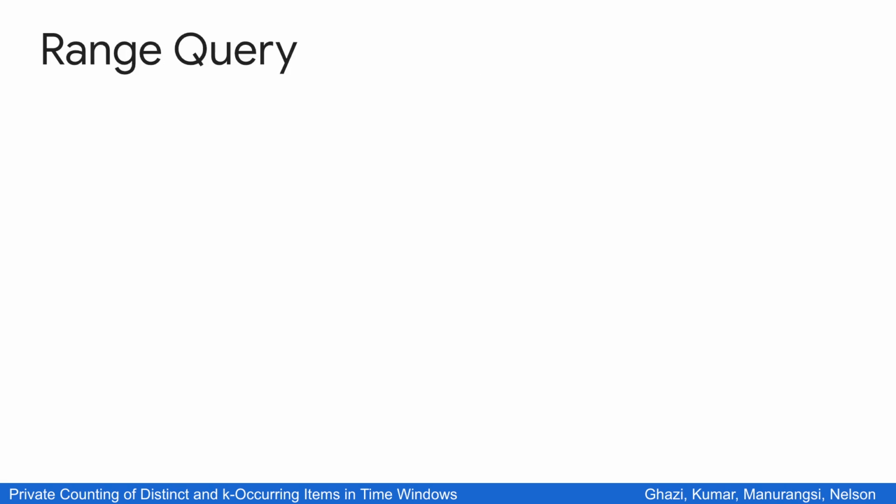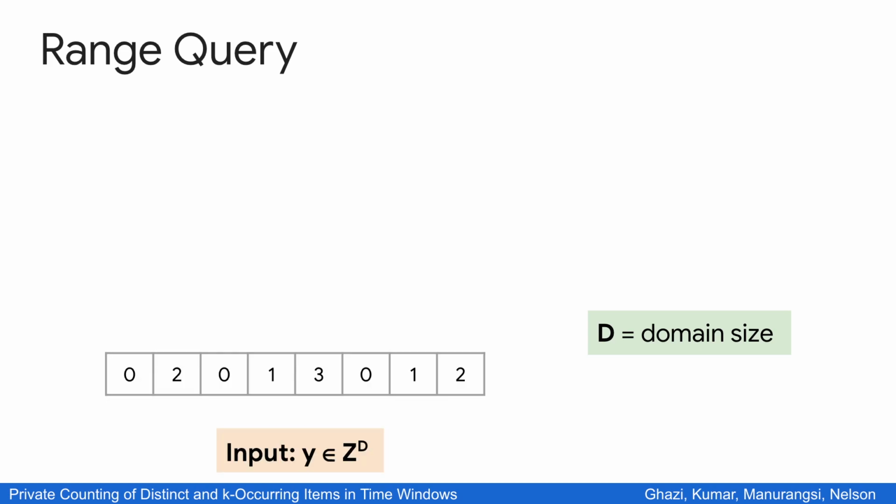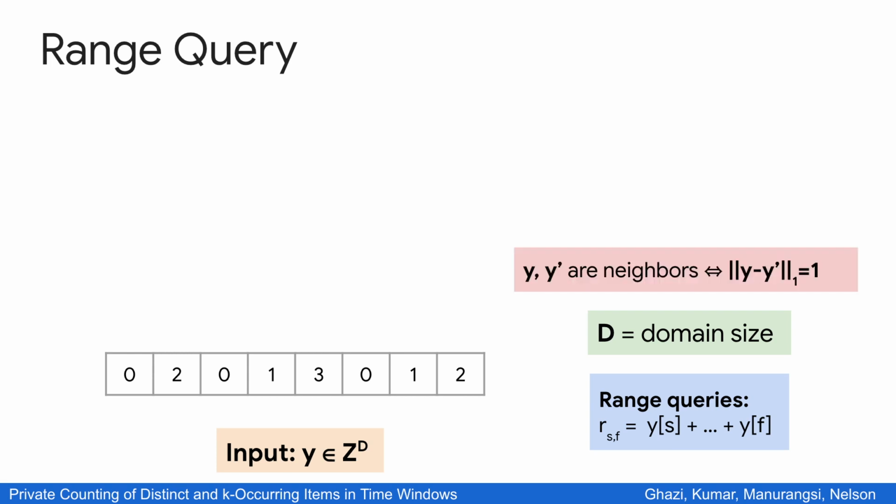So with that in mind, let us recall the range query problem in one dimension. Here there is a domain size d, and the input y is a vector of length d, where each coordinate is an integer. A range query is a query of the form asking for the sum from y_s to y_f, where again s and f are the starting and finishing points. Here we want differential privacy, under the neighboring notion where y and y prime are neighbors if they differ on a single coordinate by a value of 1.